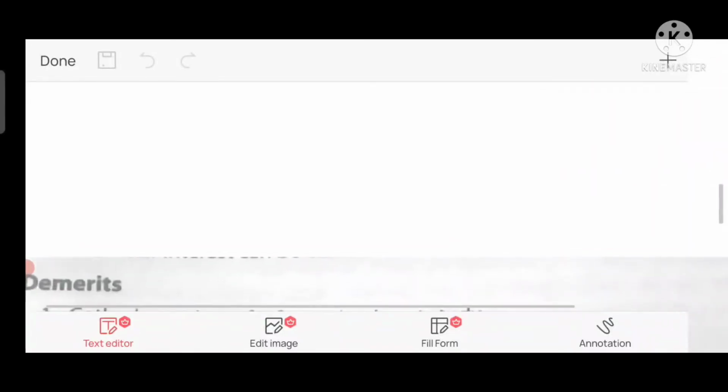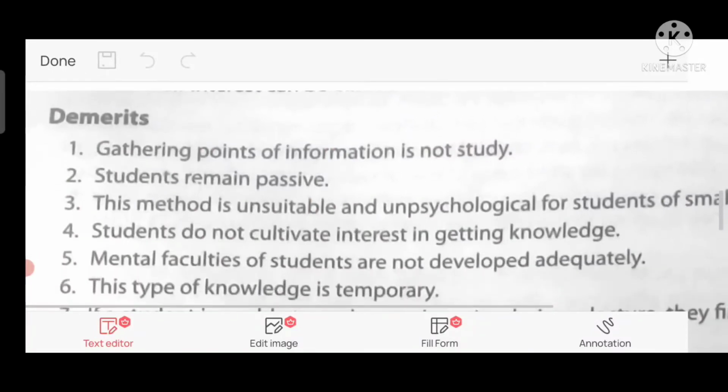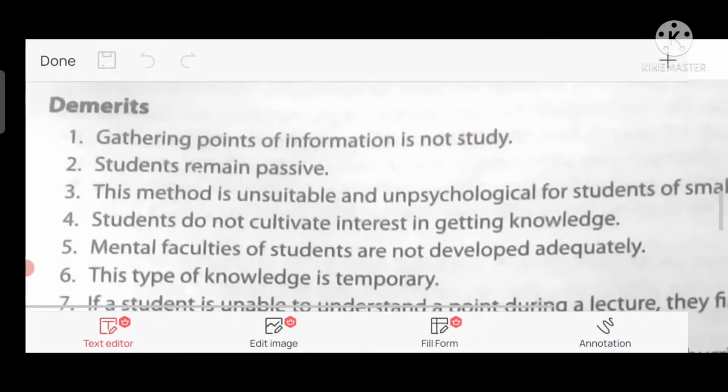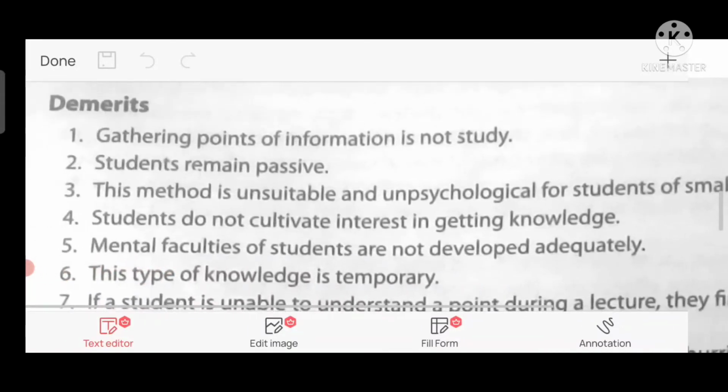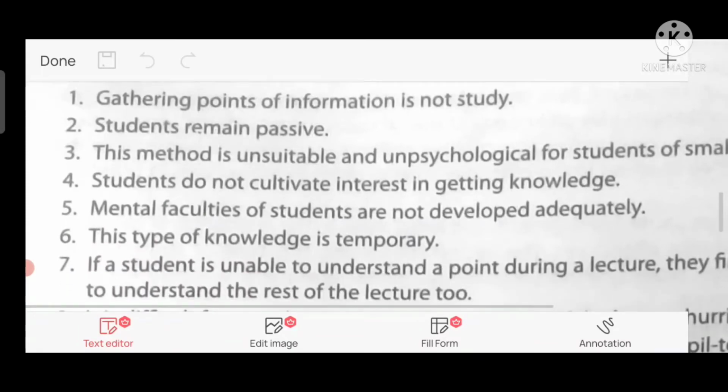After that, next point, demerits. Demerits of lecture strategy. First point is, gathering points of information is not study. Second is, students remain passive. Third is, this method is unsuitable and unpsychological for students of small classes. Point number 4, students do not cultivate interest in getting knowledge.